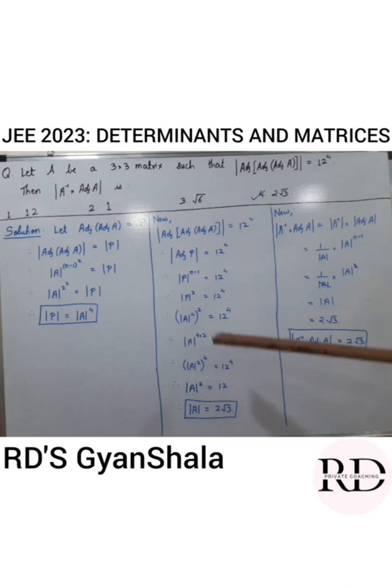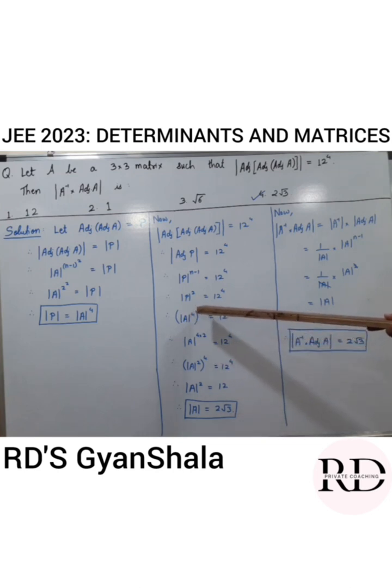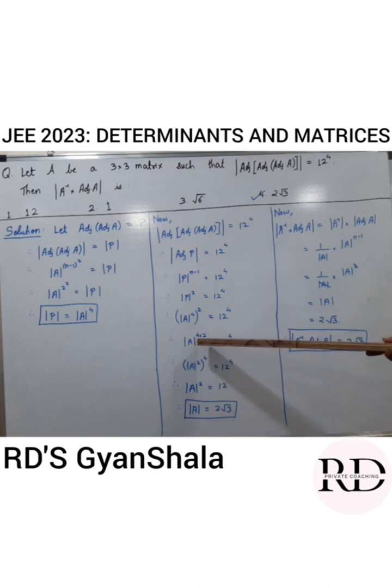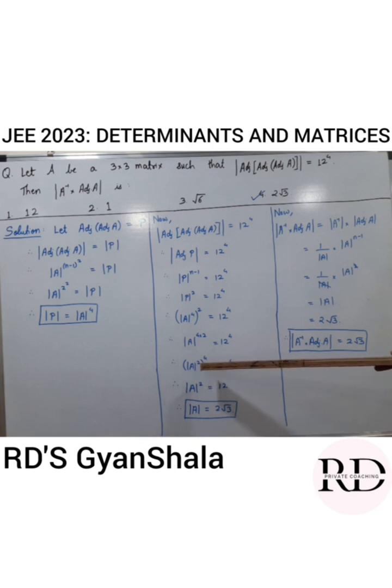The powers get multiplied: A raised to m the whole raised to n becomes A raised to m into n. So therefore determinant A power 4 into 2, which can also be written as determinant A power 2 the whole raised to 4. Why have we written so? So that now we can compare both LHS and RHS. We have the power 4, so therefore the base should be equal. So therefore determinant A square should be equal to 12, and hence we get the value of determinant A as 2 root 3.